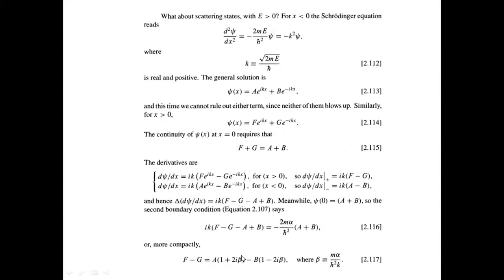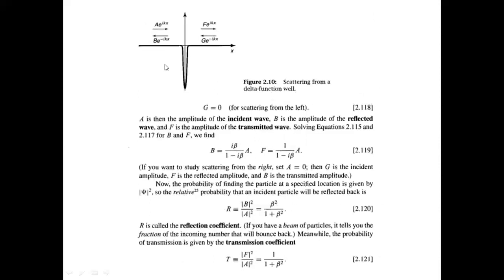Now let's see the physical meaning of these constants. A is the incoming amplitude and B is the reflected amplitude. F is the transmitted amplitude, and G would be scattering from the left, but it will be 0, right? Because the incoming wave is from the left, G will necessarily be 0. So using all these relations, we write B in terms of A and F in terms of A, and now the ratio of these constants.